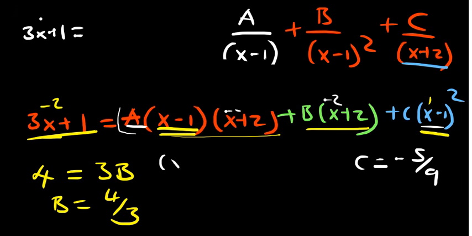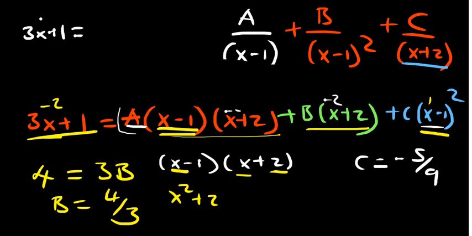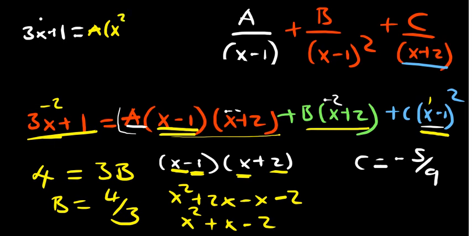So x minus 1 being multiplied by x plus 2. x by x is what? So we have x squared. x by the 2 there is a 2x. Negative 1 by x is minus x. Negative 1 by 2 is a minus 2. So we have x squared plus x minus 2. So I can show that. So we have a(x squared plus x minus 2). That's for the first part.